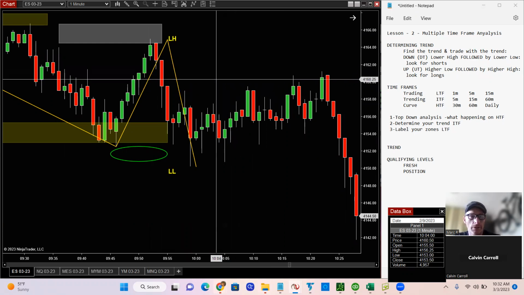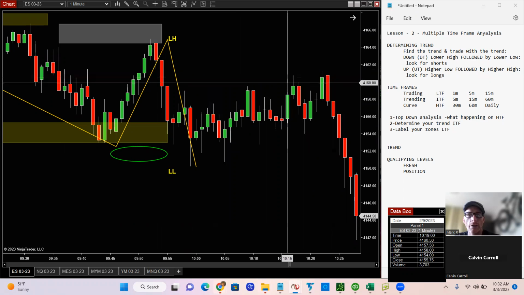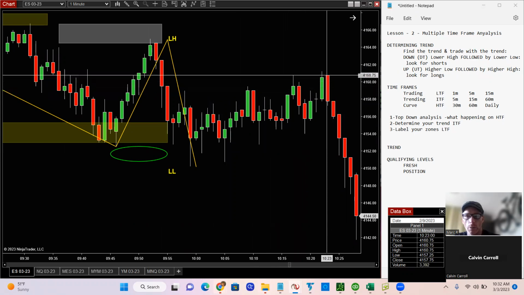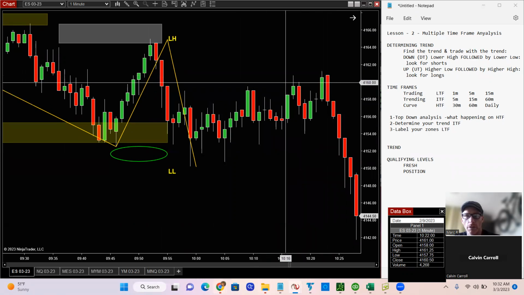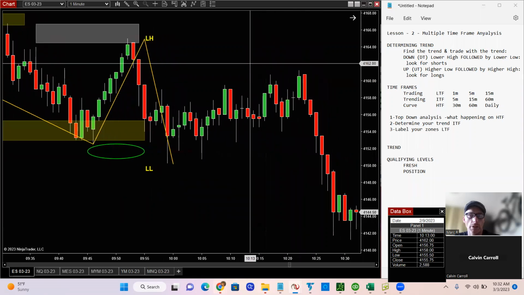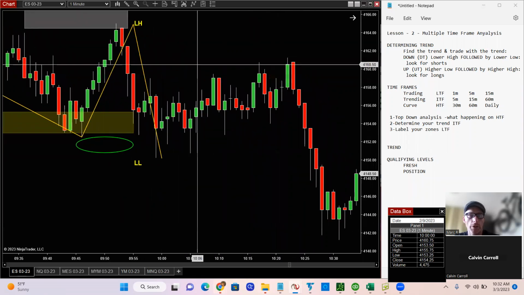But since I could do that and go in here and maybe find a reason why one of these areas right in here would be a place to get short, I don't want to go off on that tangent at the moment. Okay.